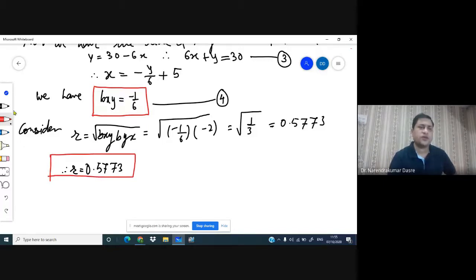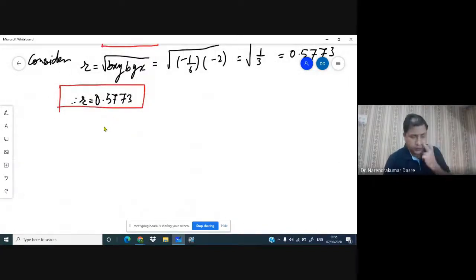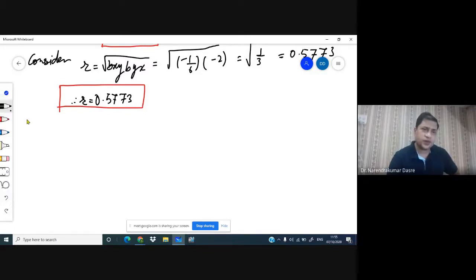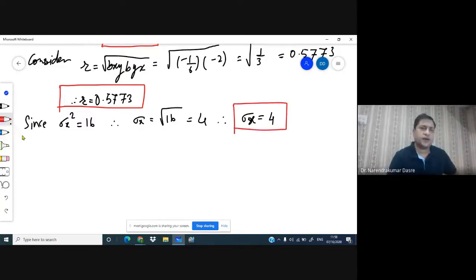So here we got a value of r, and now we want to find sigma y square. What we know is sigma x square is equal to 16. So what will we have? Sigma x is equal to square root of 16, that is going to be 4. So we got sigma x is equal to 4.